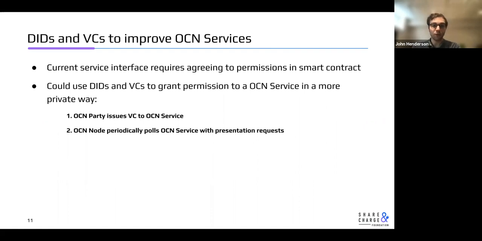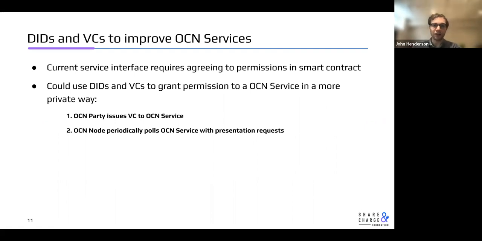But one way of improving this potentially is using VCs to grant the permissions instead of a smart contract, where an OCPI party would issue a VC to an OCN service, and then that OCN service could present that to the node and say, yes, this OCN party has allowed me to perform a service. Please forward the request to me, or whatever data the OCN service needs to get from the OCN node. It can say that, yes, I'm authorized to get that data because the OCPI or OCN party has issued a VC to me.